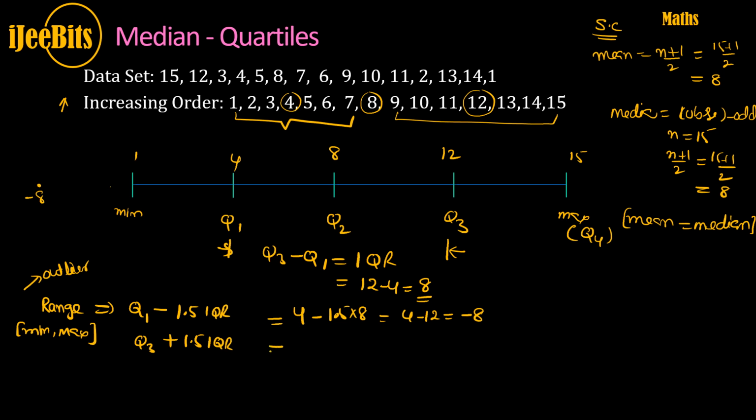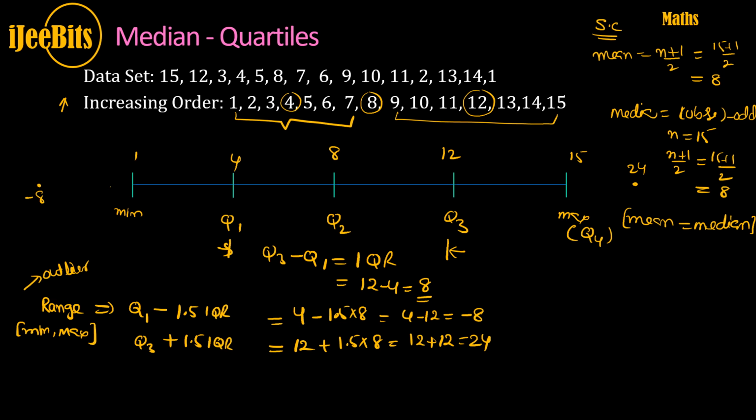Let's look at the right side. So Q3 plus 1.5 IQR. Q3 means how much? It is 12 plus 1.5 multiplied by 8. So 12 plus 12, is it? 24. So where would the 24 be? We have 15 as the max value, but the 24 is somewhere else here, right? So our given data set is within the range of these two limits. That means there is no outlier in this data.